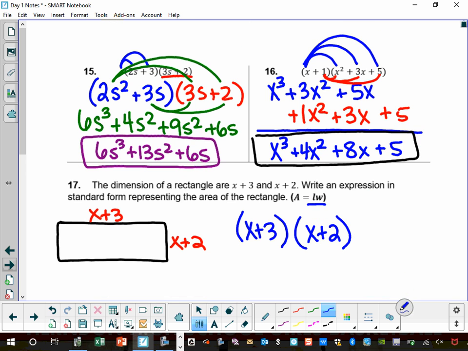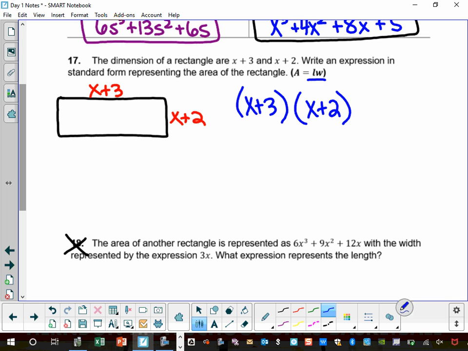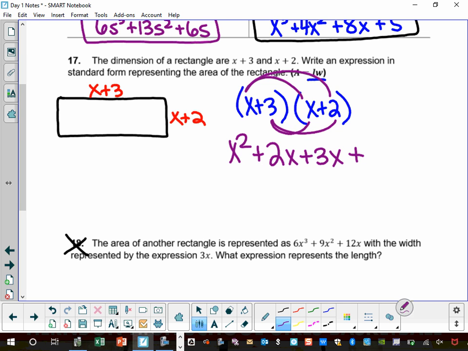All right, let's finish up on number 17. If I distribute, x times x gives me what? X squared. X times 2, 2x. 3 times x is 3x. And 3 times 2 is 6. Now you gotta switch gears. We're gonna combine like terms. There's nothing to combine with x squared. What's 2x plus 3x? 5x. Good. It's not 6x squared. Do not multiply. My positive 6 just comes straight down too.